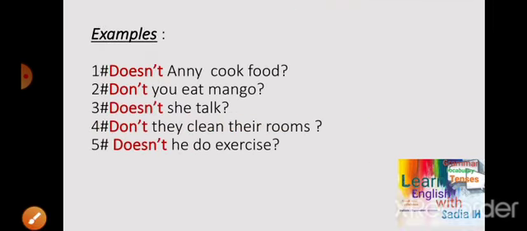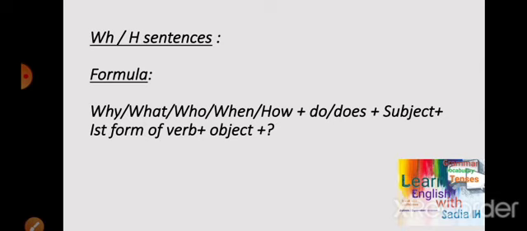Now coming towards the examples. Doesn't Annie cook food? Annie is a singular subject, so we have to add does not here. Don't you eat mango? Doesn't she talk? Don't they clean the rooms? Doesn't he do exercise?